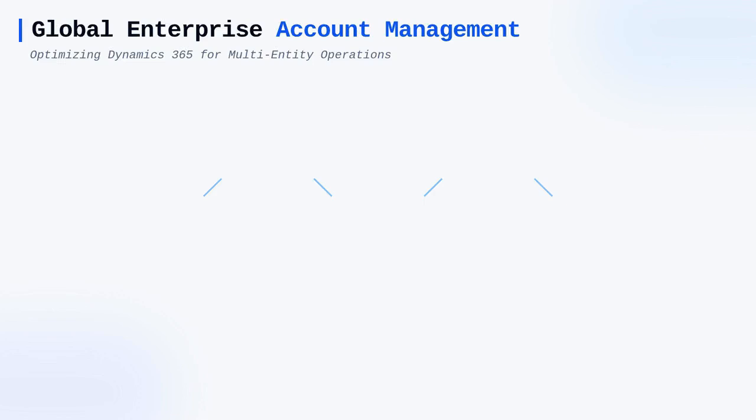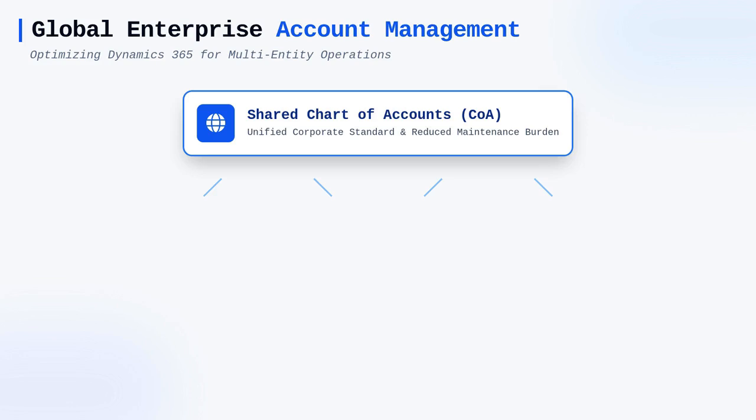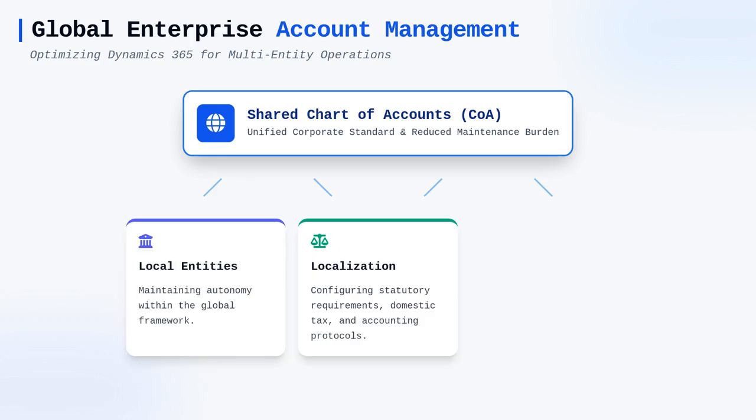Managing a global enterprise often requires that you share account templates across multiple legal entities. Dynamics 365 allows you to define a shared chart of accounts, which simplifies the maintenance burden when you operate across various geographical regions. When you utilize a shared structure, you must carefully configure localization settings to account for specific statutory requirements that may differ from your corporate or global standards.